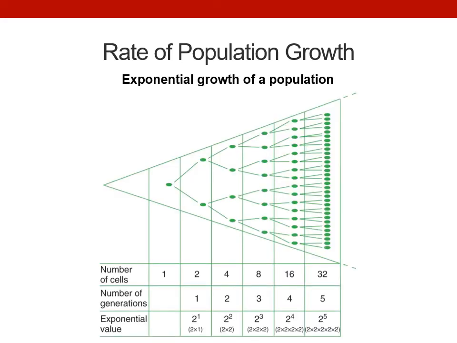This chart shows exponential growth when starting with a single cell. After the first generation, 2 cells result. Each of those cells divide by binary fission, and 2 more cells are produced, and so on and so forth.